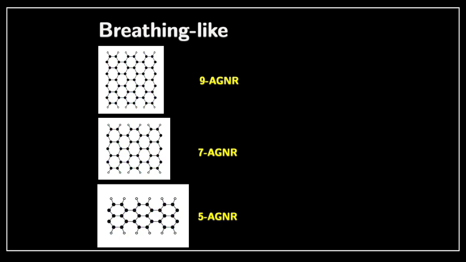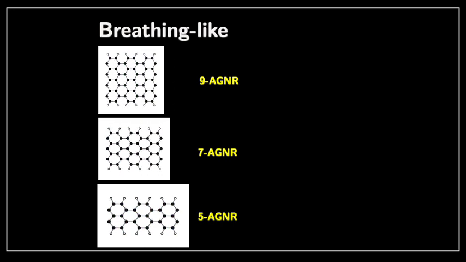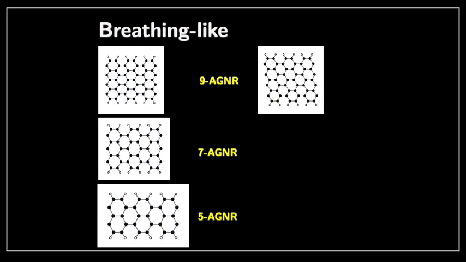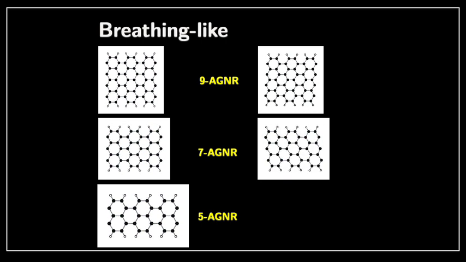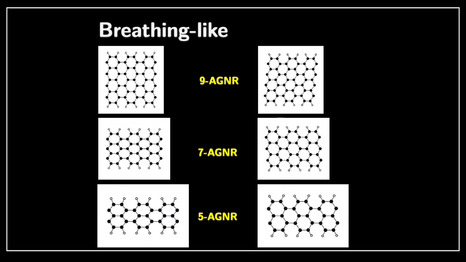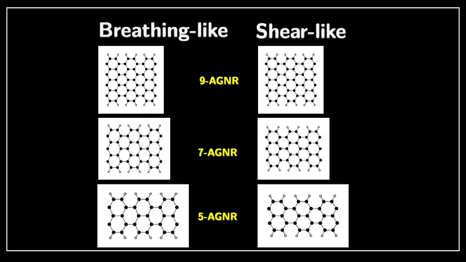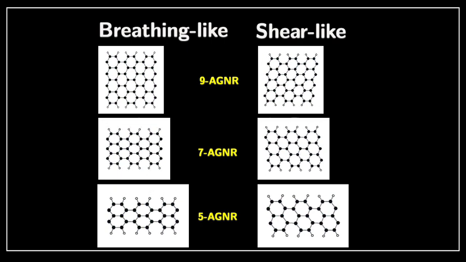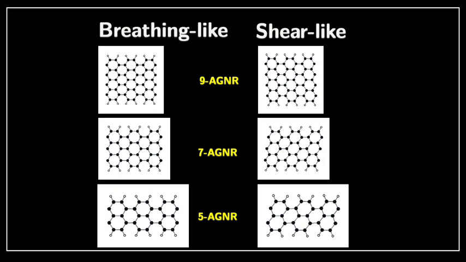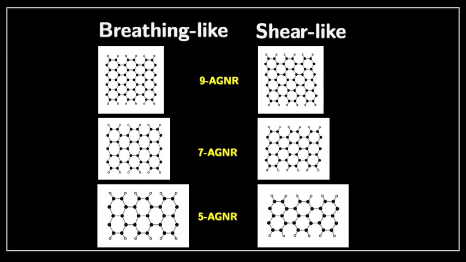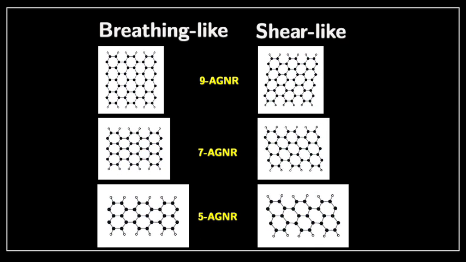So these are the different breathing-like modes for graphene nanoribbon with an armchair type edge of 9, 7, and 5. So you see the breathing mode looks like this. For the shear mode, the motion is actually a shear-like motion that you see here. And these motions actually also correspond to a change in polarizability. However, they are much less active than the breathing-like mode. So the shear modes are not always easy to find.